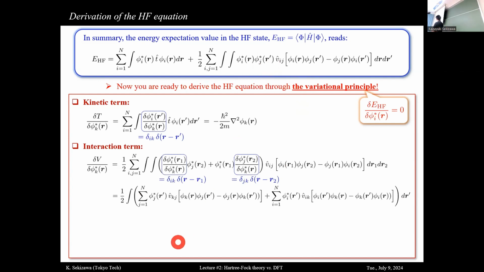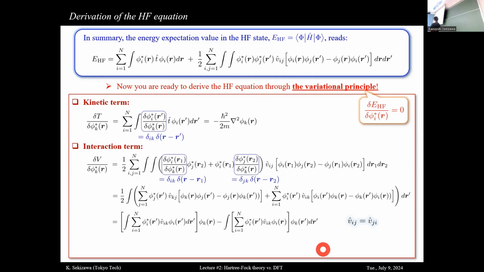And then you can just perform an integral and summation over the orbitals and use the Kronecker relationships. You can rewrite these equations and collect the terms. And you end up with this equation.